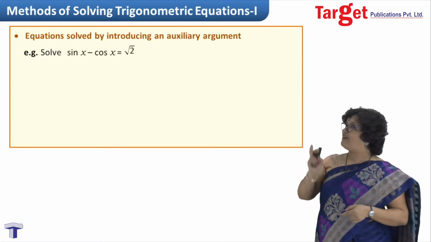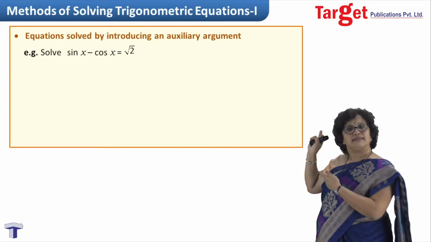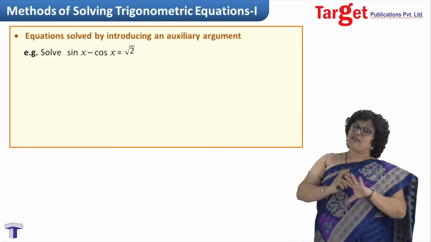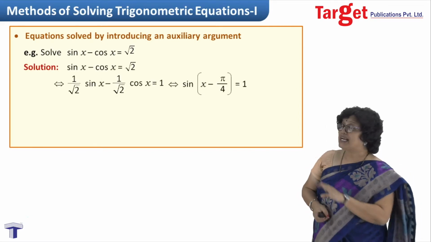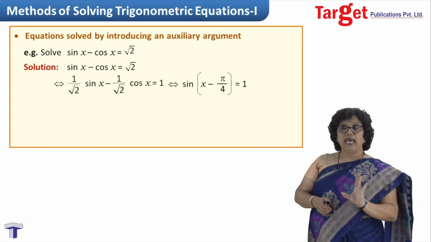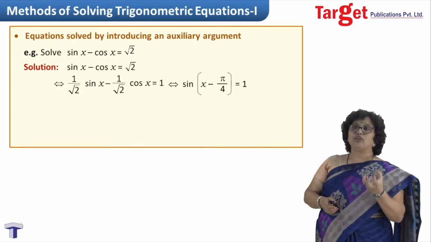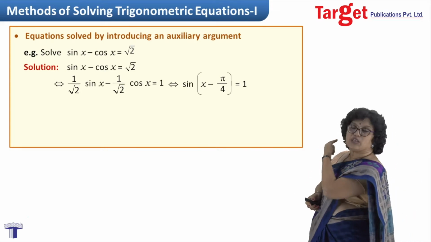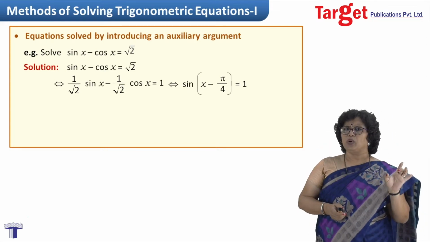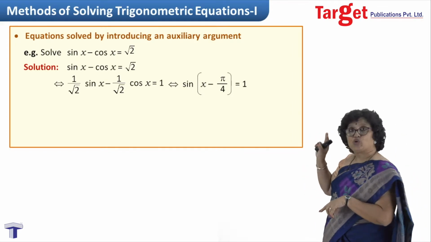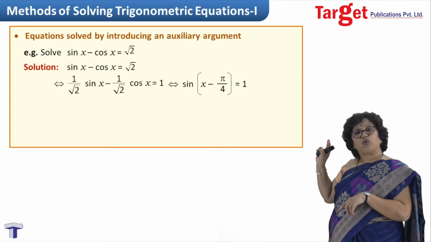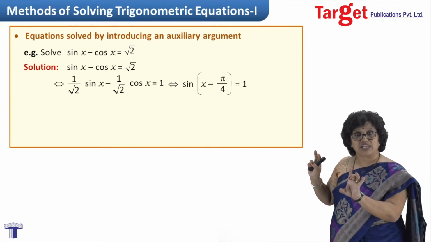Now, if I am given one equation as sin x minus cos x equal to root 2, there are ways to solve this equation. One of the methods could be that I divide by root 2 and try to write that equation as sin of x minus pi by 4 equal to 1. How do I do so? Mind you, when you are dividing by root 2, it is 1 by root 2 sin x minus 1 by root 2 cos x equal to 1. This is actually the equation.